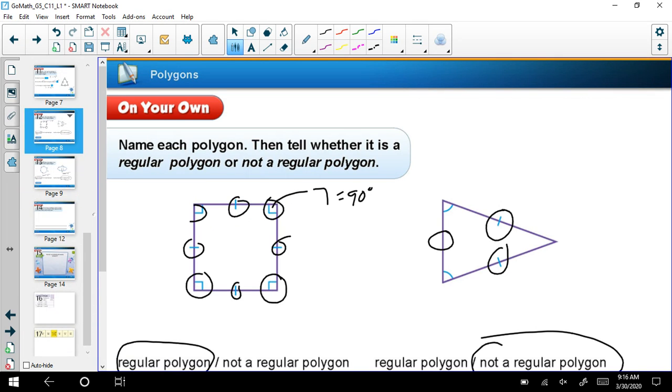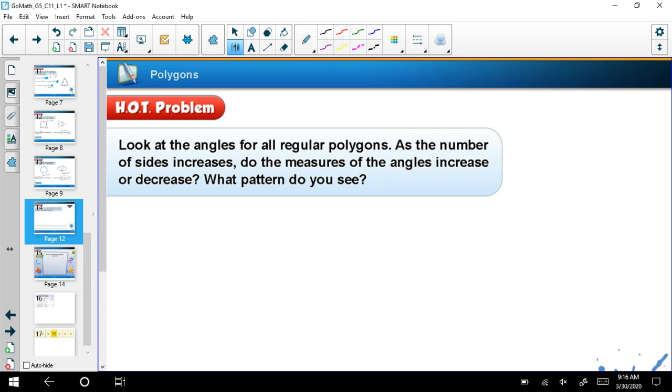All right, final question that I would like for you to think about is we want to look at all of the angles for all regular polygons. And it says, as the sides increase, do the measure of the angles increase or decrease? What do you see? So let's draw a couple.